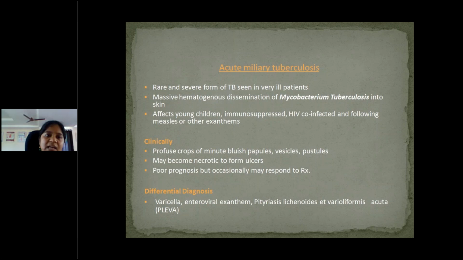Clinically, profuse crops of minute bluish papules, vesicles, and pustules all over the body may become necrotic to form ulcers. Poor prognosis, but occasionally they respond to treatment. Differential diagnoses include exanthematous reactions, lesions like in varicella, or pityriasis lichenoides et varioliformis acuta, that is nothing but PLEVA. In all these conditions multiple papules will be present all over the body, so we should always differentiate it from the others. But prognosis is very bad. We have to know that and explain to the patient.